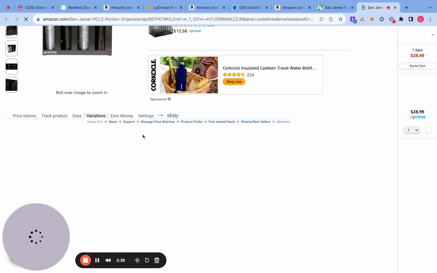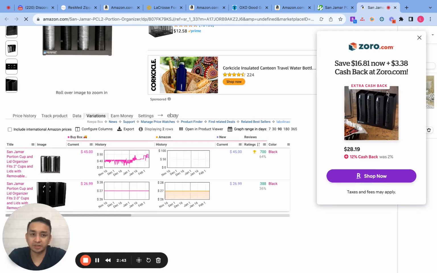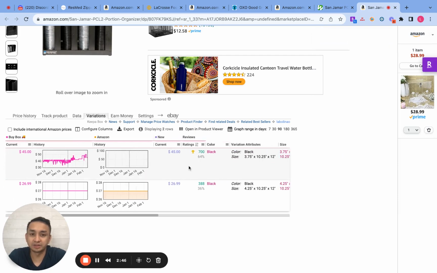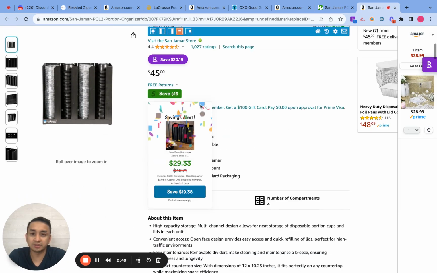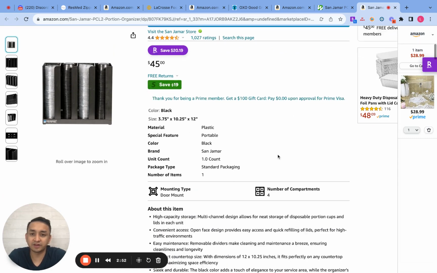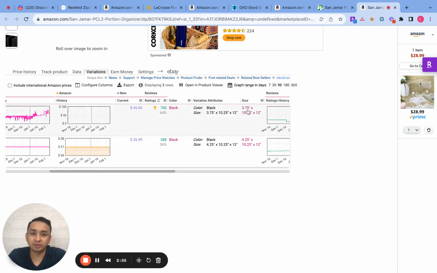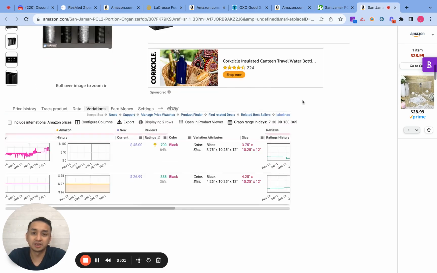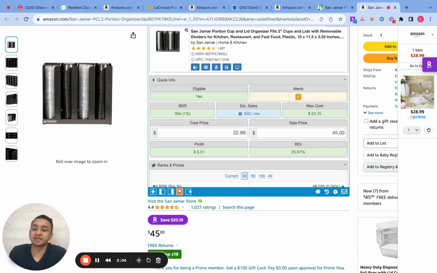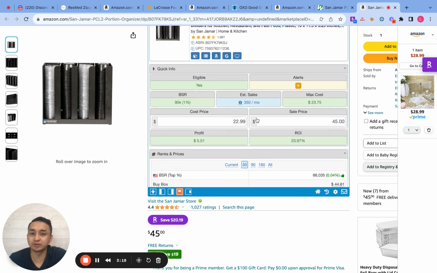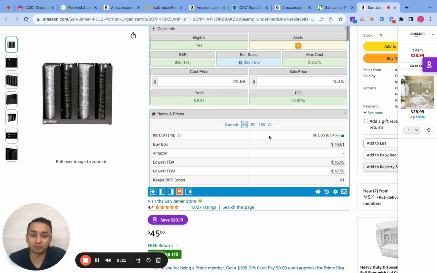All right, there are variations on your Keepa chart, and then you pick the variation, which is, sorry, let's double check. So 3.75 by 10 by 12. So this variation is getting 64% of the sales. So I would take 64% of this number, which is 350, times 0.64 is 224 sales a month. So this product is selling at 224 sales a month. It's giving you a 24% ROI.